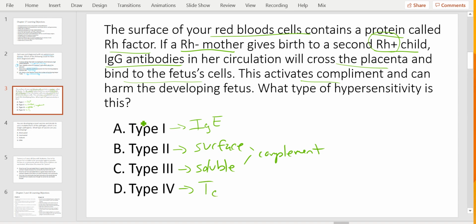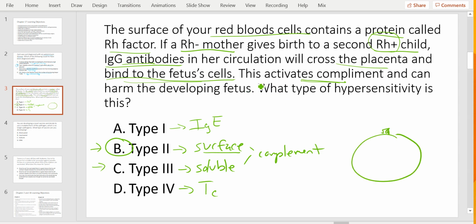So when we look at those descriptions and we go up to the problem, we can see that we've had an antibody, its activated complement, so it's either going to be B or C, and if we look to see where that antibody was binding, it was binding to the fetus's cells. And so that's a cell surface, so this would be type D.